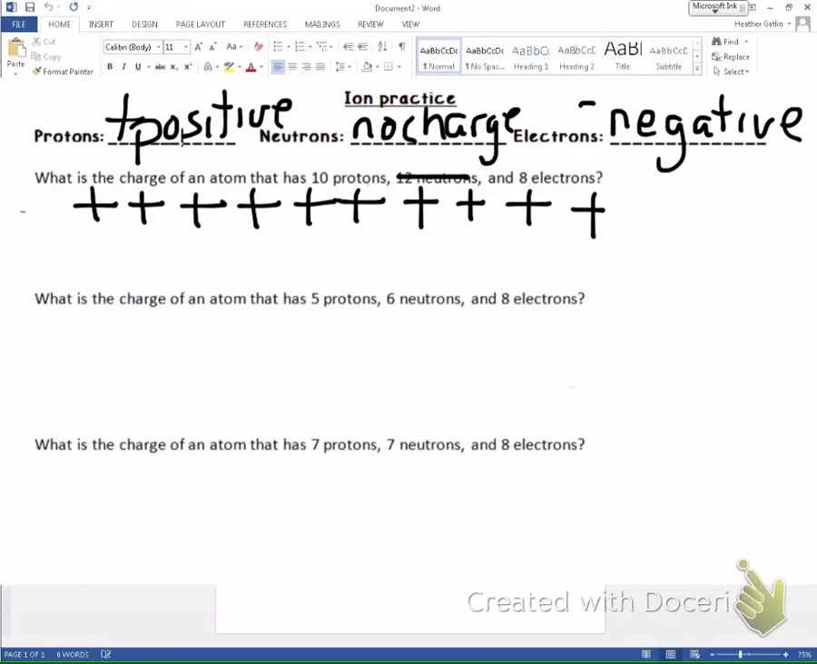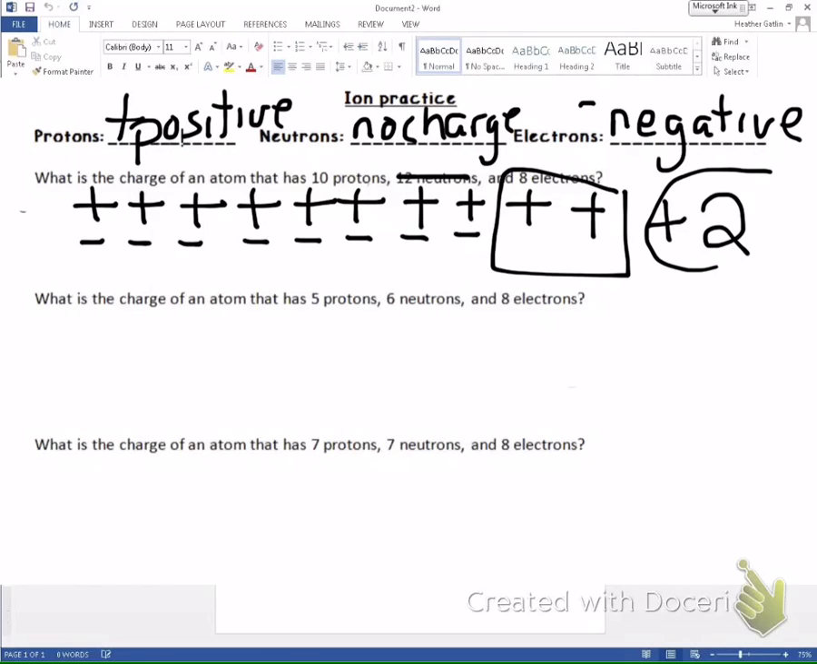Okay? And then we're going to look at our electrons. And what I want to do is match up an electron for every proton that I have. And so I'm going to draw 8 electrons. Okay? And what I see is that I have 2 protons that are left over. And so I'm going to box those in, and that shows me that because I have 2 extra protons, and protons are positive, this particular atom is going to have a +2 charge.